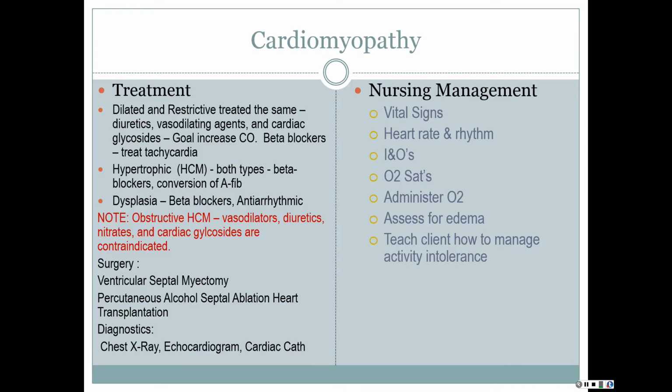Now, as far as surgery goes, they can go in and work on the septum of the heart, and take out some of that to give a little more room in there. Myectomy means go in and clip out some of the tissue, so that can give them more room. Also, the percutaneous alcohol septal ablation is kind of the same and gives the same effect.